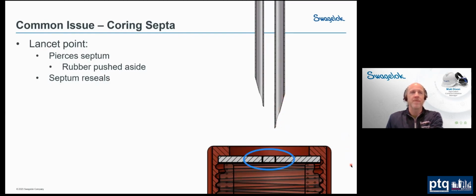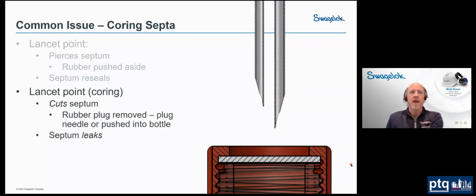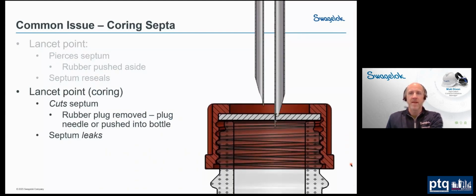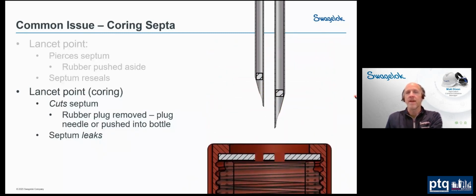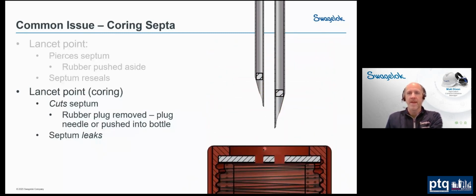So what can sometimes happen is you can actually core the septum instead. And so instead of pushing the material aside, you actually cut out little slugs of material. And now when we withdraw our sample and withdraw our needle, you end up with holes in the septum. And you've got plugged needles potentially, or maybe those slugs are down in the bottom of your needle. But regardless, your septum is going to leak. You've destroyed your septum. So this is a problem.